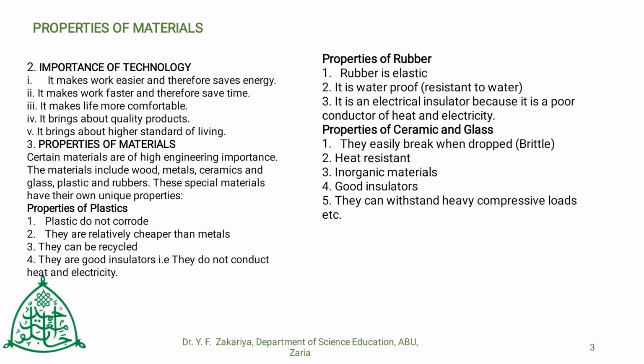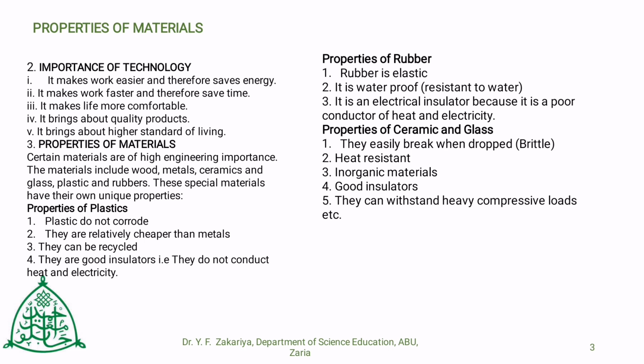Then we move on to the properties of rubber. We said one, rubber is elastic, that is, it can be stretched. 2. It is waterproof, it can resist water. 3. It is an electrical insulator because it is a poor conductor of heat and electricity.